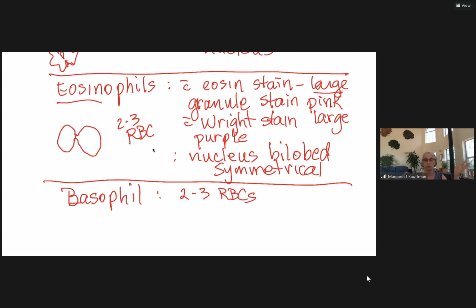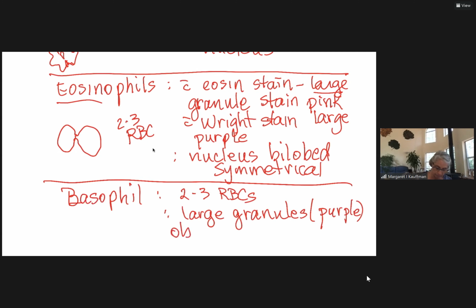But the way you know is all you can see are the granules. There are so many granules in there, and they're so large that unless you use a specialized stain, you hardly can see the nucleus. So I'm going to just put large granules, obscure the nucleus. They're purple granules. And they're just chock full of these granules.